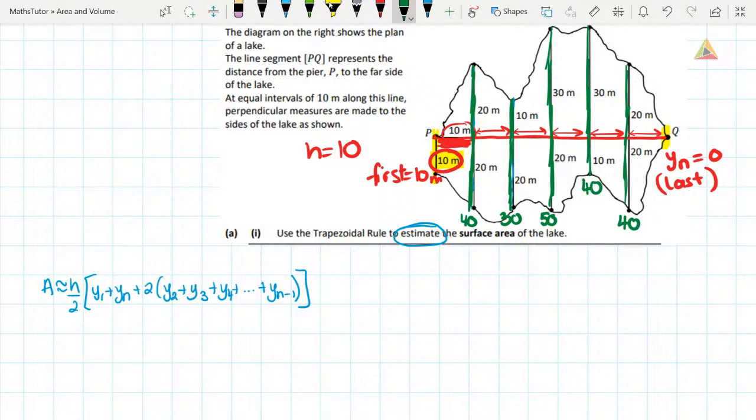And some people like to leave them separate and just add in 20 plus 20 plus 10 plus 20. And that's completely up to you when you're doing your workings. But now that we've identified everything for our formula, we can start to fill in. So the area is going to be approximately equal to, h was 10, so that was our distance between all of our lines, times the first, which is 10 meters, plus the last, which is 0, plus 2 times all of the others. So 40 plus 30 plus 50 plus 40 plus 40.